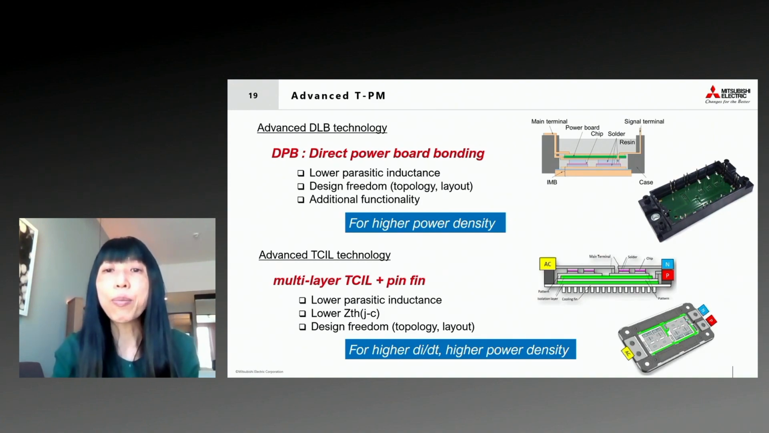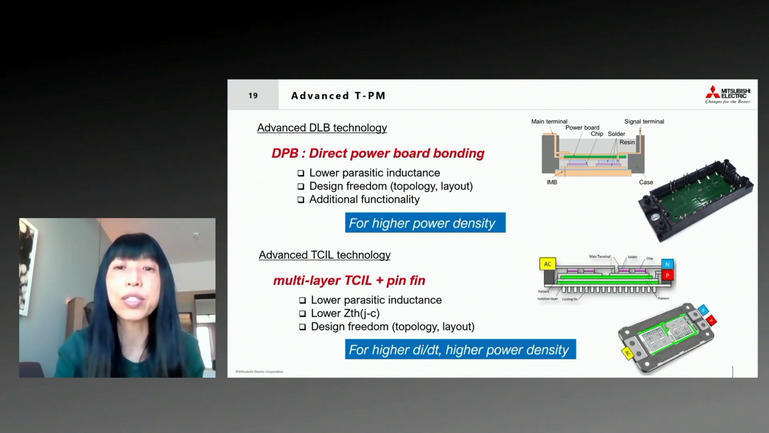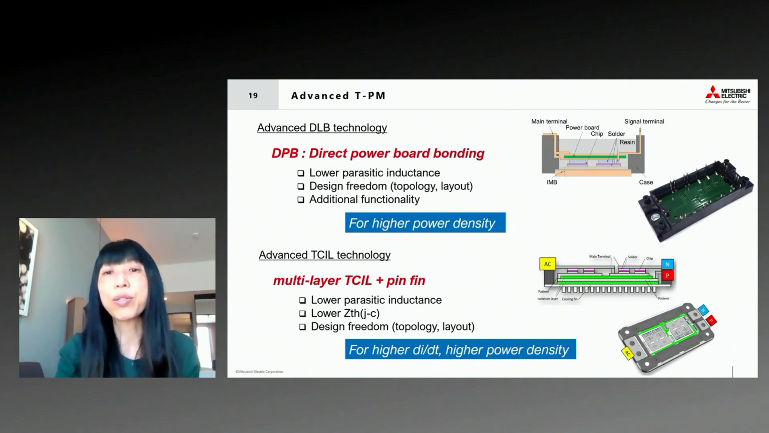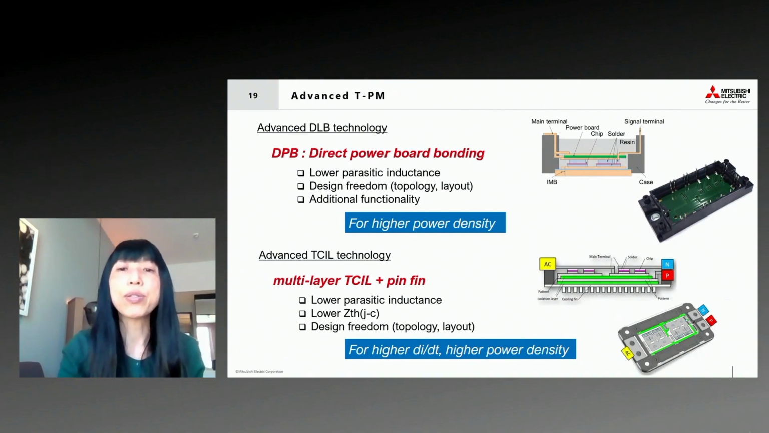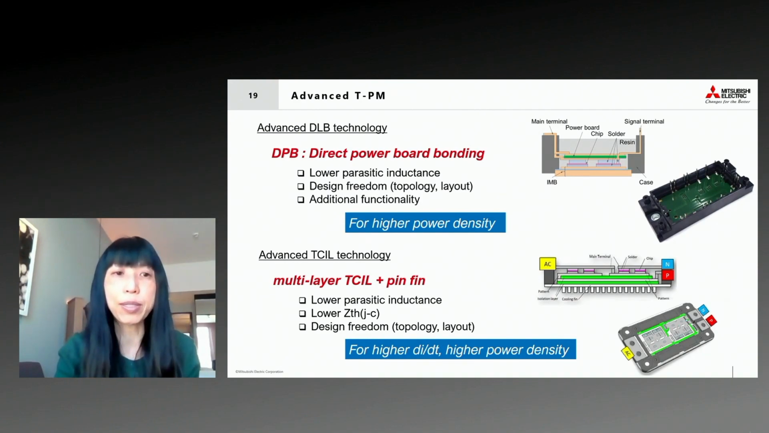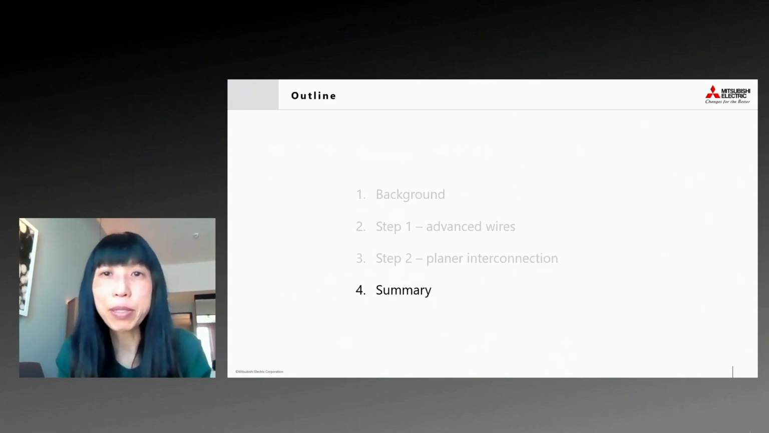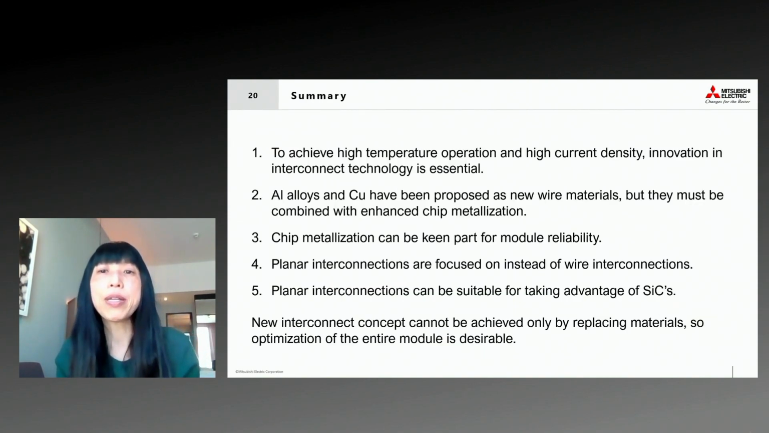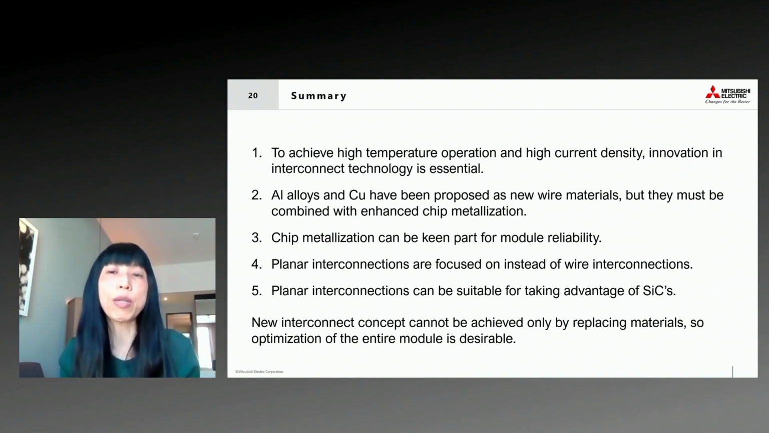And as an advanced TCIL, we propose the integration of stacked TCIL and cooling systems. This structure reduces the parasitic inductance of the module and also lowers the thermal impedance junction to case. It achieves higher integration due to layout flexibility. Here is a summary of my talk. We try to propose further new concepts continuously and look forward to feedback from you.